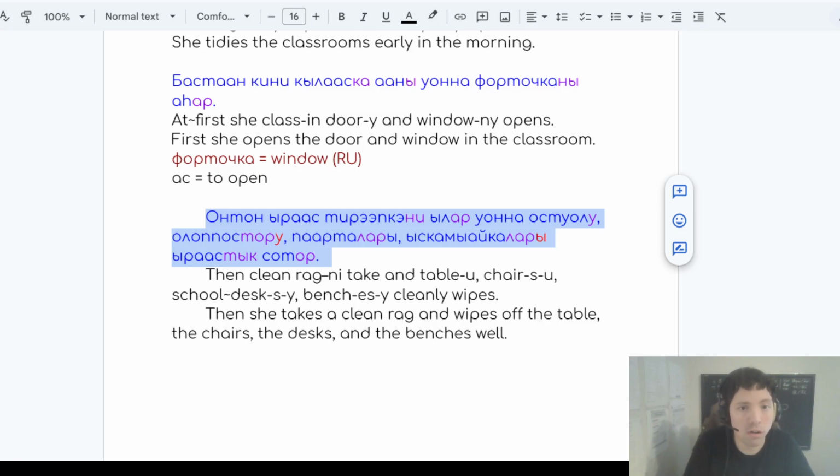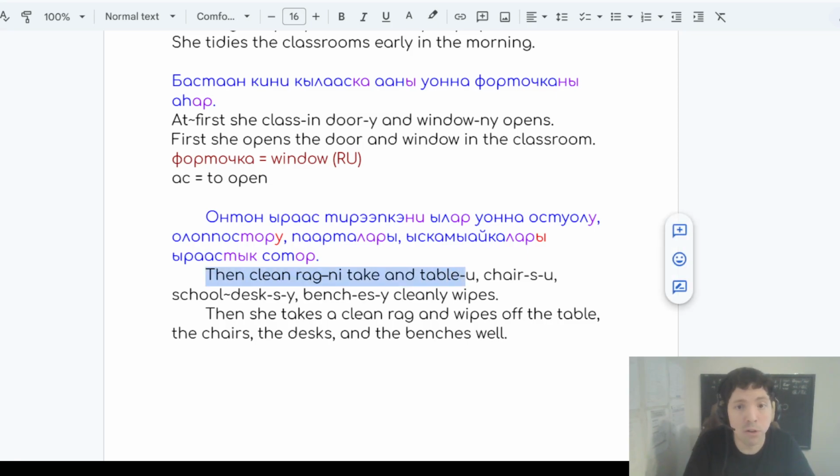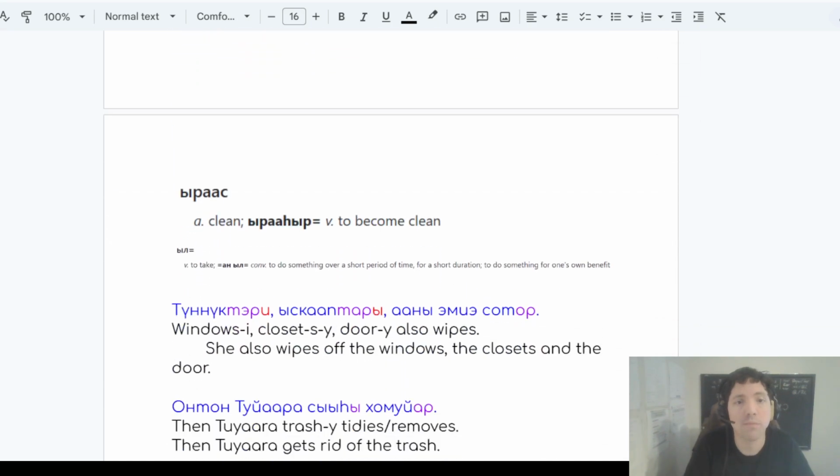I know that's a lot. Then clean rag ni, take and table, those again are the accusative case endings, direct object endings, chairs, school desks, benches, cleanly wipes. So remember, urastık, that took is like li, cleanly. Then she takes a clean rag and wipes off the table, the chairs, the desks, and the benches well.